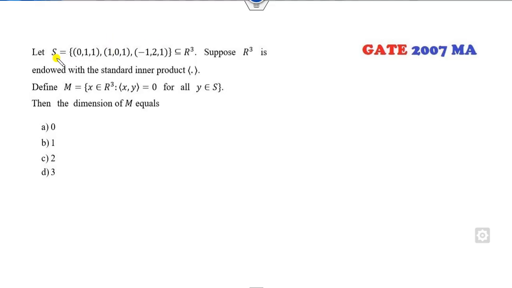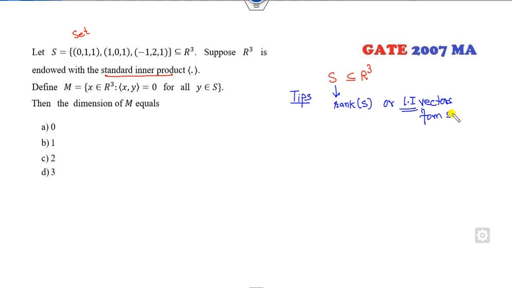Now look at that. Let S be here. This is the standard inner product. Fine. Then you have to find the dimension of this M. Whenever there is a question of the inner product and some set is given to you, you can see S is a subset of R cube. What is the tip for you? Your first step is to find the rank of this matrix S. Always remember you can find the rank of this matrix S, or you can find the number of linearly independent vectors from this S. That's always the first step for you.